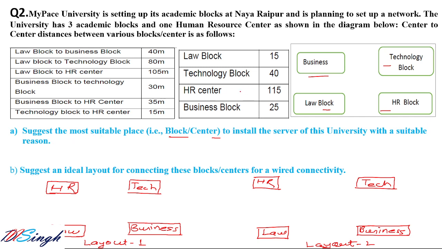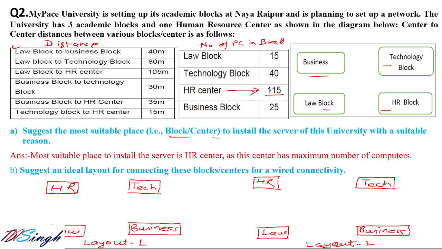The most important thing is to consider the number of PCs. The highest number of PCs is in the HR block. This is the number of PCs, personal computers, in each block. And this table denotes the distances between blocks. So here the HR block has 115, the highest number of computers. That's why we are going to keep the server in the HR block.